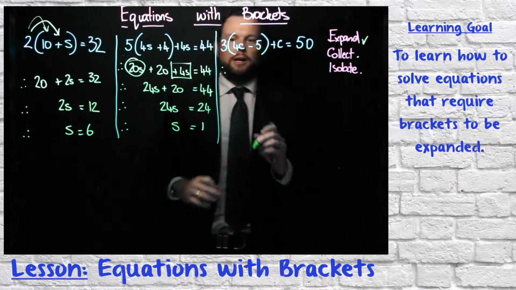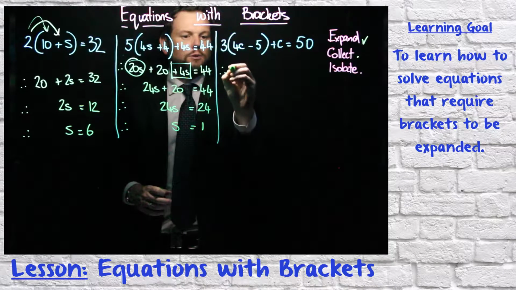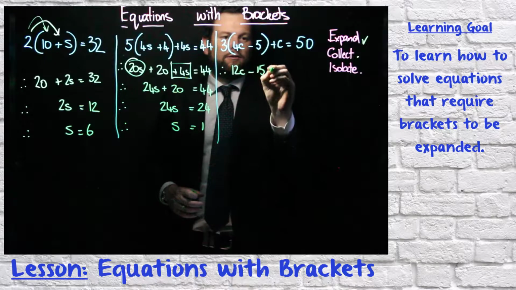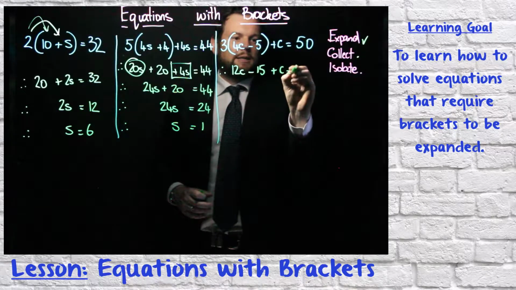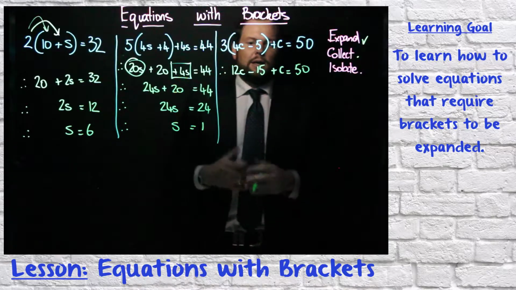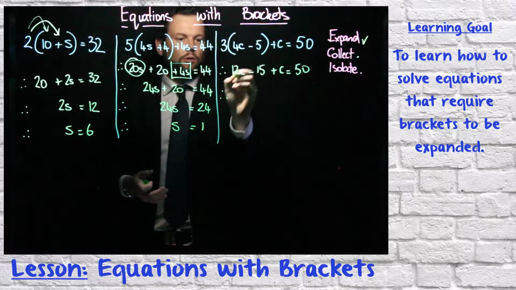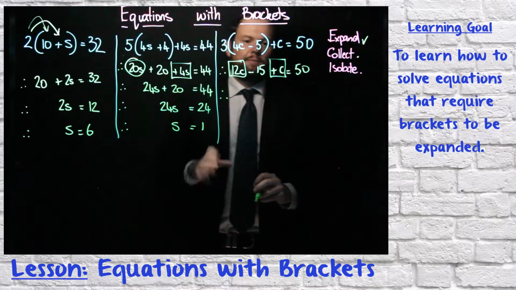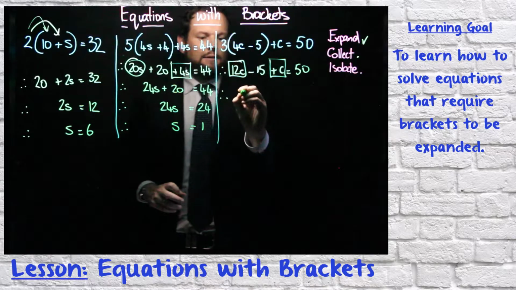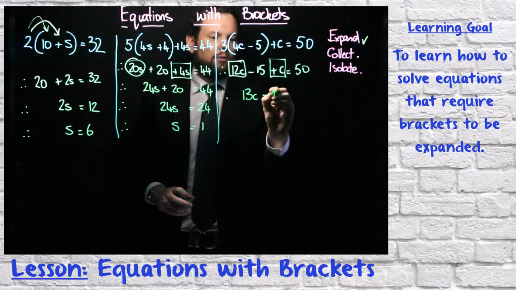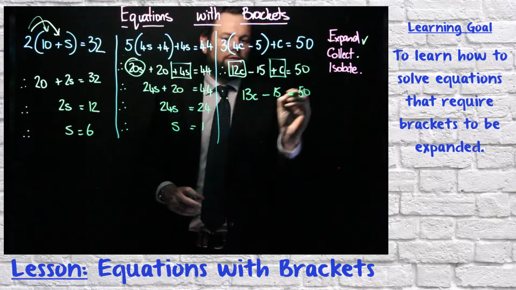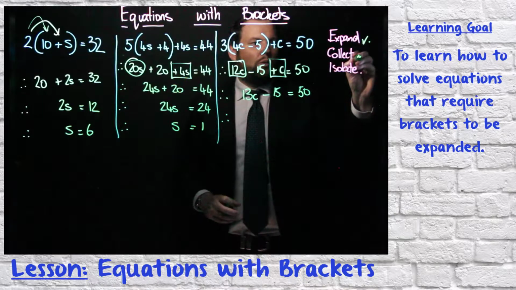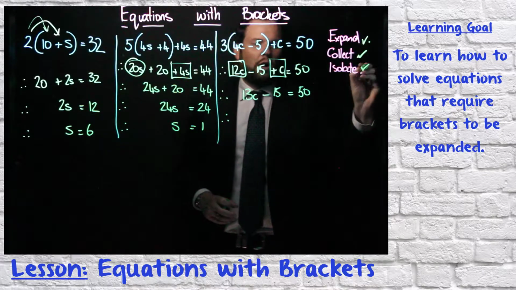So let's do the expansion here first. So we expand, 3 times 4 gives me 12c. And then 3 times 5 gives me 15. And then I've got my plus c equals 50. Now let's collect our like terms. So we've got 2 lots of c's. Okay, there like that. So 12c plus c gives me 13c minus 15 equals 50. And now we can just isolate. So we've expanded, we've collected, and now we're going to isolate.